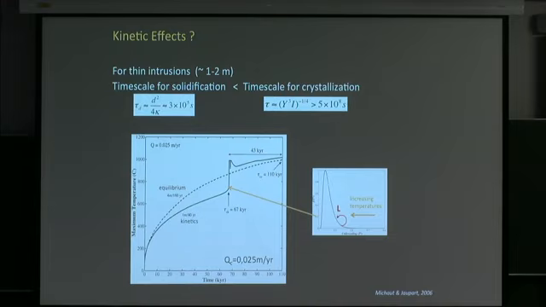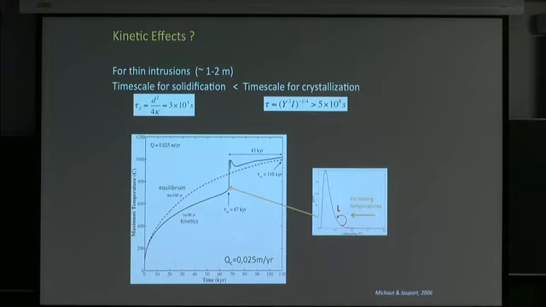equilibrium crystallization. Indeed, most of the intrusion that we see in the crust, such as sills and dikes, are 1 meter to a few meters thick. And for such thin intrusion, the timescale for solidification by conduction is less than the timescale for crystallization. So that means that this thin intrusion solidified in the crust, in a cold crust, keeping a large proportion of glass and keeping their latent heat.